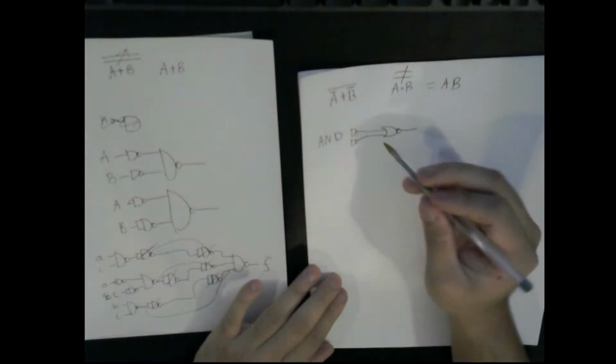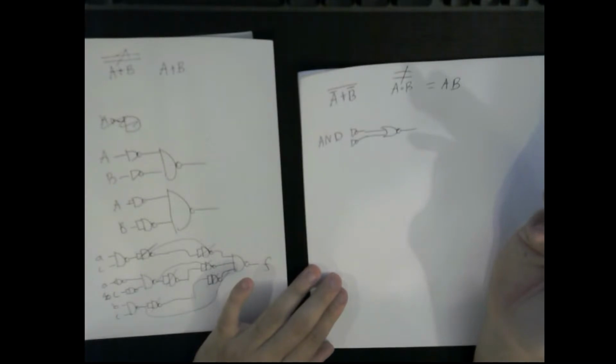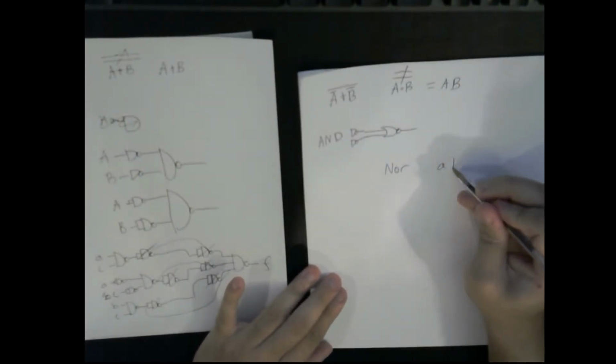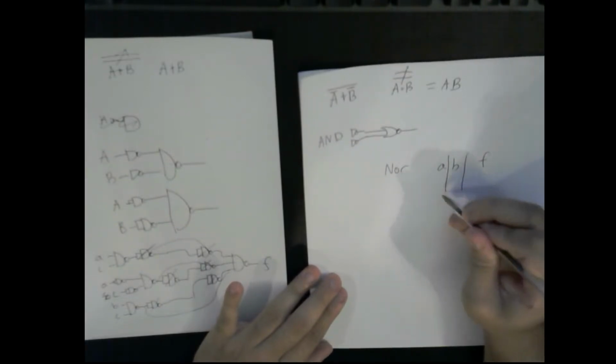And so let's talk about inverters again. What if we want to make an inverter? Well, NOR gate, truth table, A, B, F.